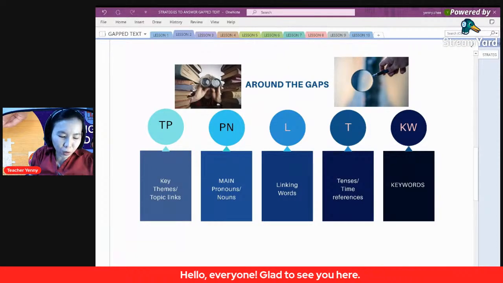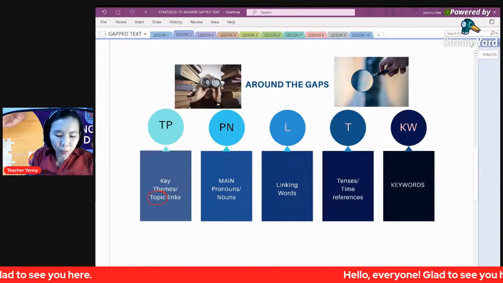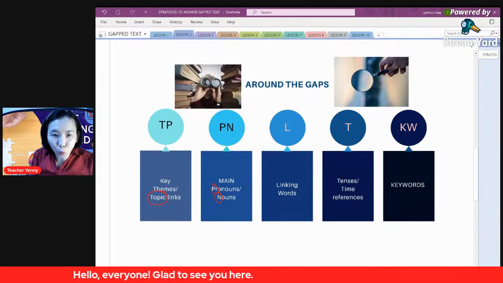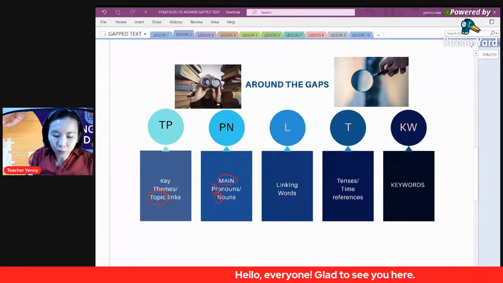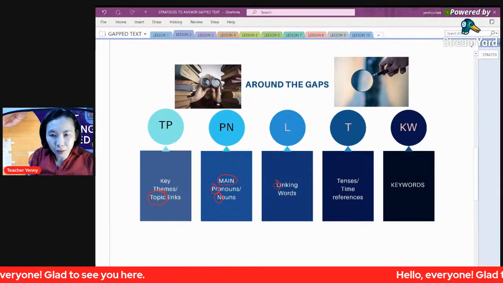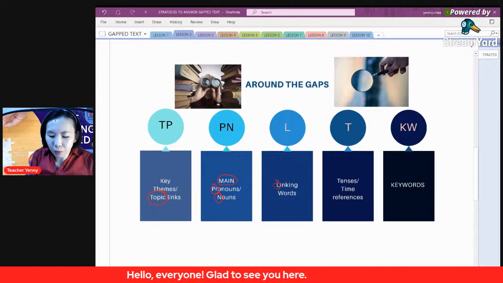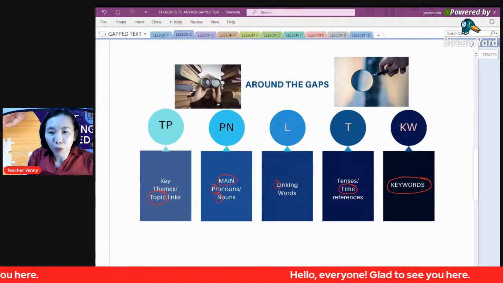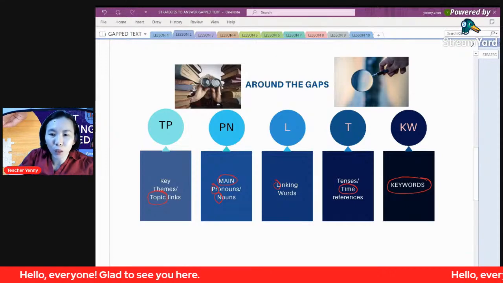TP is the topics. Remember, you write essays, you have topic sentences. PN would be the pronouns and nouns. I hope that you know what pronouns and nouns are. You need to look for the main pronouns and nouns. L would be the linking words like therefore, yet, however, and all these are linking words. T would be the tenses. And to sum up, KW can be the keywords. Maybe you have quantities or quantifiers, all that would be under keywords. So all the other keywords, you need all of them.